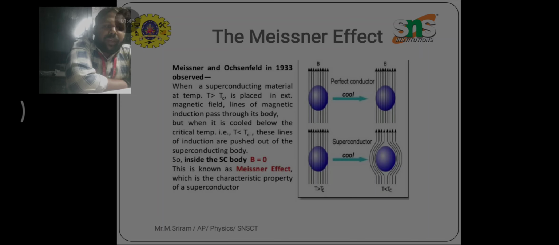The isotope effect: it was found that the transition temperature is inversely proportional to the square root of the atomic weights of the isotopes of a single superconductor. Thus T_c is proportional to M to the power minus alpha, where alpha is a constant approximately equal to 0.5. For example, the atomic weights of the isotopes of mercury range from 199.5 to 203.4 atomic mass units. Therefore, their transition temperatures range from 4.185 Kelvin to 4.146 Kelvin respectively.